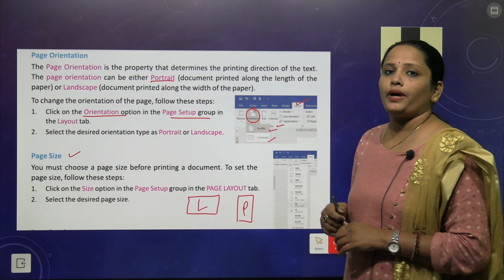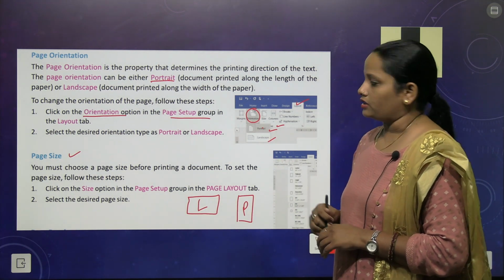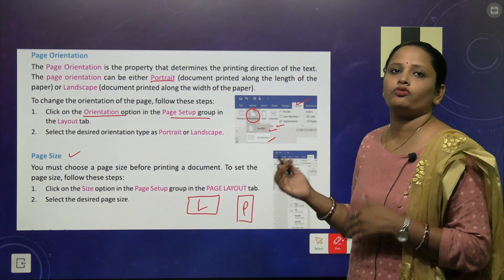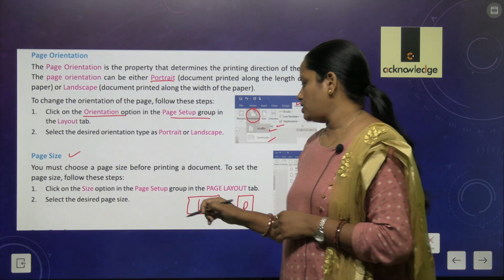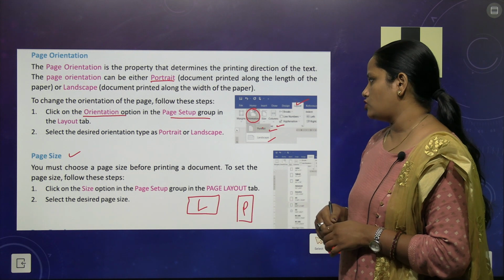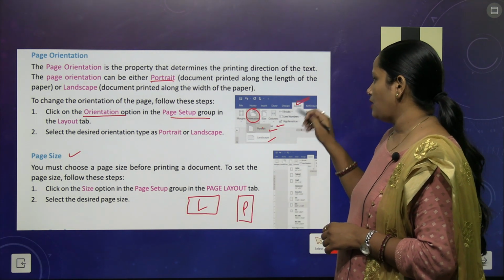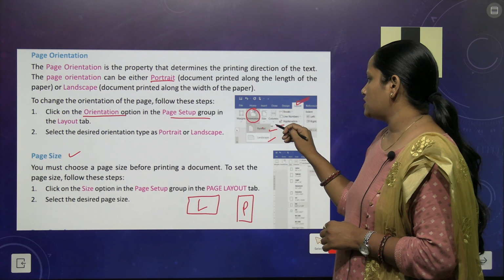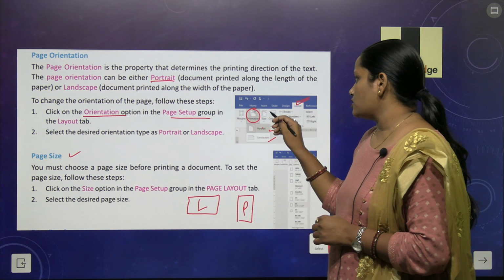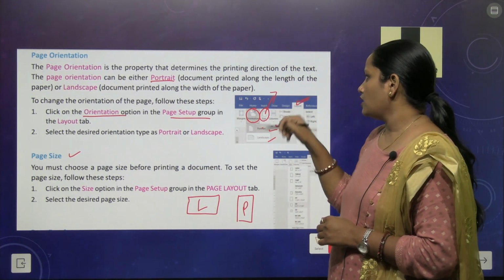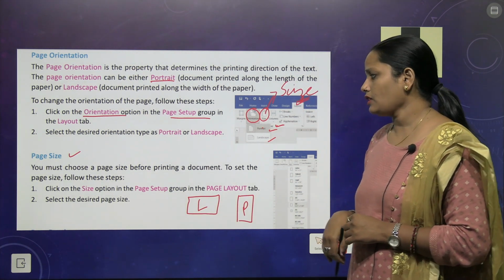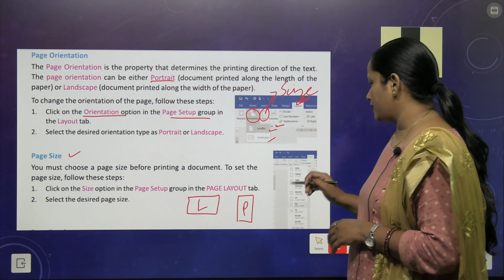You must choose a page size before printing a document. To set the page size, follow these steps. What are the steps to be followed to set the page size? First is we have to click on the size option in the page setup group in the layout tab. So, again we have to go to the layout tab, and from there we have to go to the page setup group, this group, and from there we have to select the size option. This is our size option. So, we have to go here, and from there we can select the size.